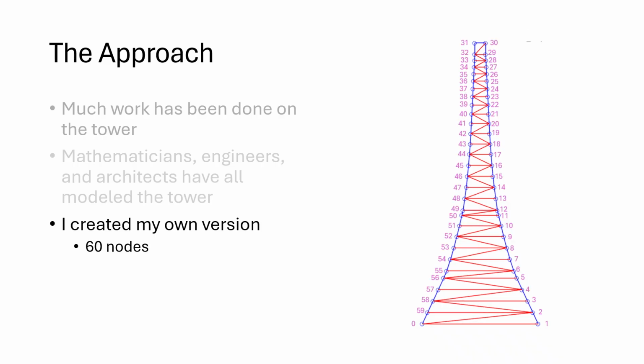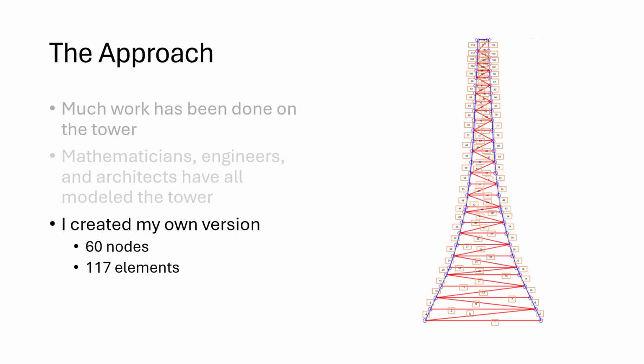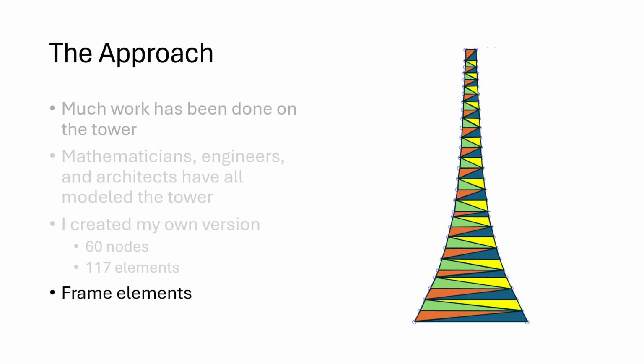So like I said, my model has 60 nodes. It has 117 elements, and I chose specifically frame elements due to the ability to capture axial, shear, and bending responses of the system.